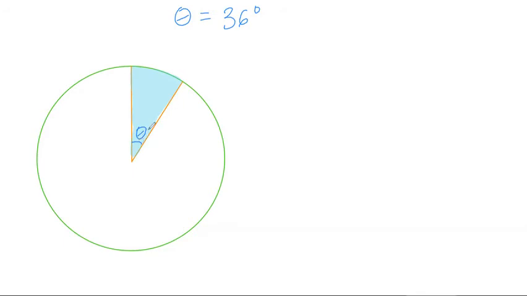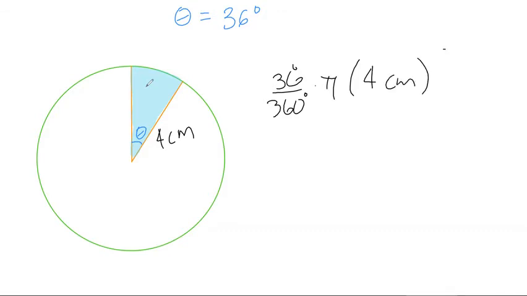Well, we can just say that 36 out of 360 degrees is going to be the proportion of that area with respect to the area of the entire circle. This is the same circle, so the radius is still 4 centimeters. So this is just going to be times pi times 4 centimeters squared. In other words, this becomes 16 pi centimeters squared times 36 over 360, which is equal to 1/10.